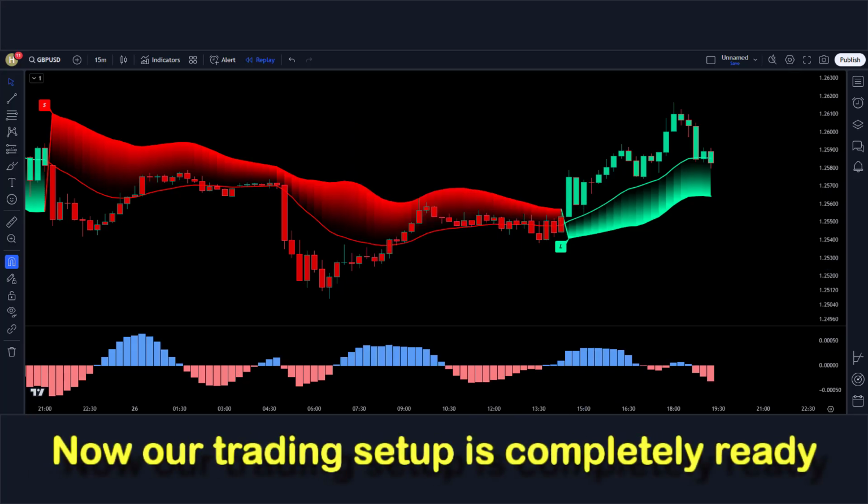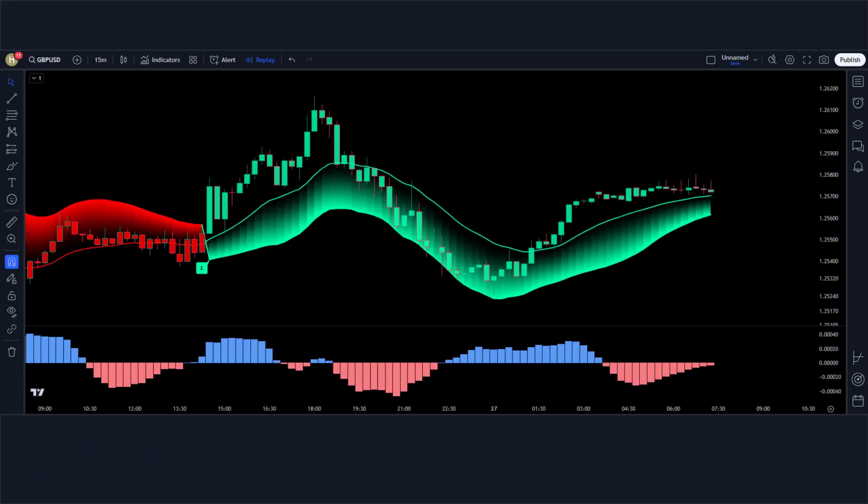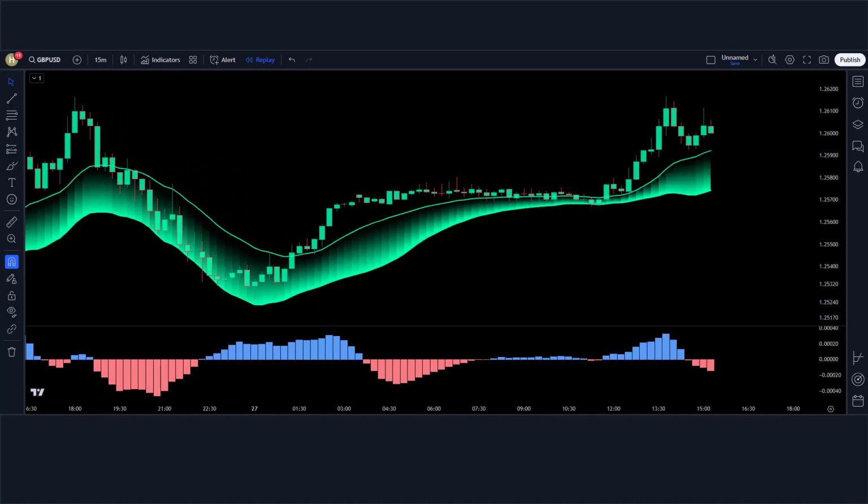Now our trading setup is completely ready. So what do you think? Are you ready to give this TradingView strategy a shot?